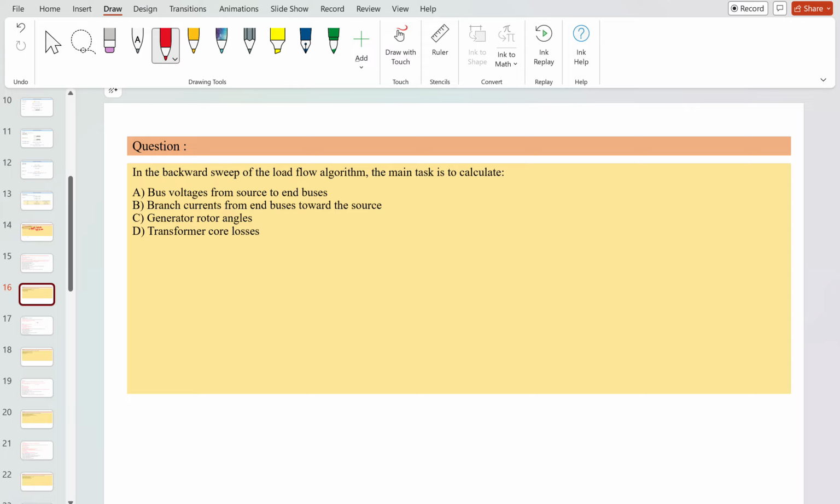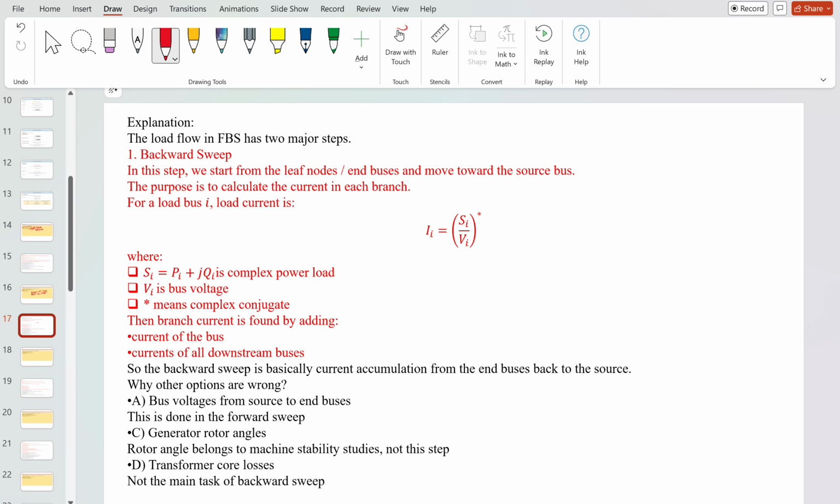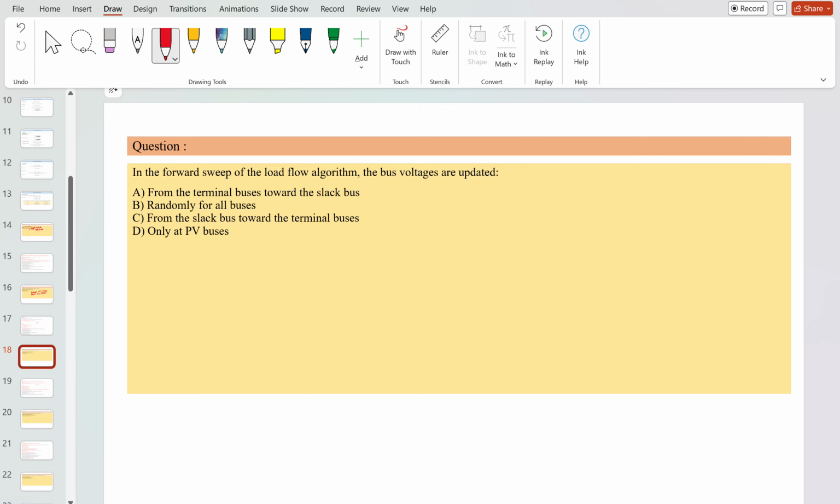Okay, that's correct. Option B is correct because we have already seen that there are two methods, the backward method and the forward method. In the forward method, we start from the source and go towards the end load, or in the backward method we start with the end current and then move towards the source. That's true, option B is correct. Let's move forward, try to solve this.